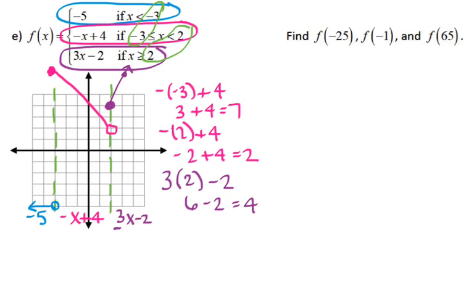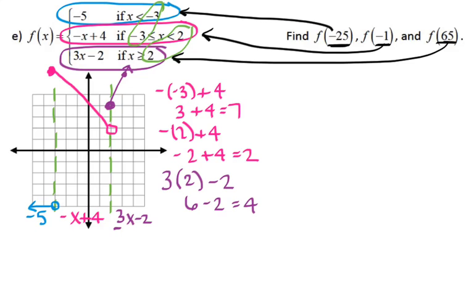To evaluate, again, pay attention to your x. For -25, that fits your first scenario. -1 fits your second scenario, since -1 is in between -3 and 2. And 65 fits your last scenario, since 65 is greater than or equal to 2.